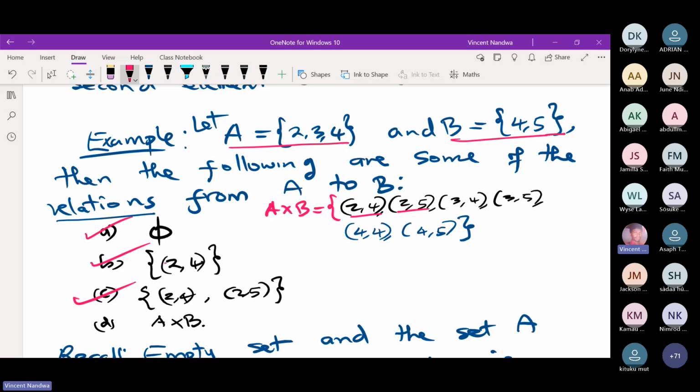And then also we know that a set is a subset of itself. Since a relation from A to B is simply a subset of A cross B, we can pick the whole set itself to form another relation. Can you also give me some other relations that we can get from the same problem? Apart from these four, which other relations can be formed from A cross B?